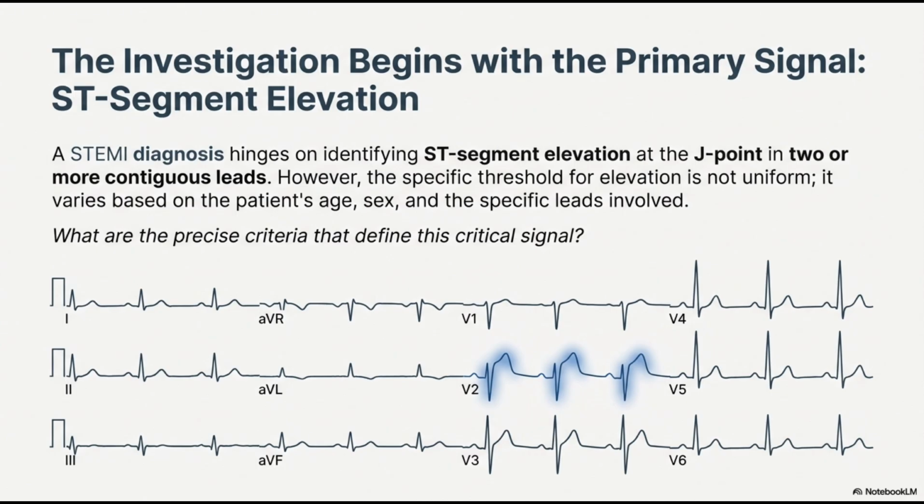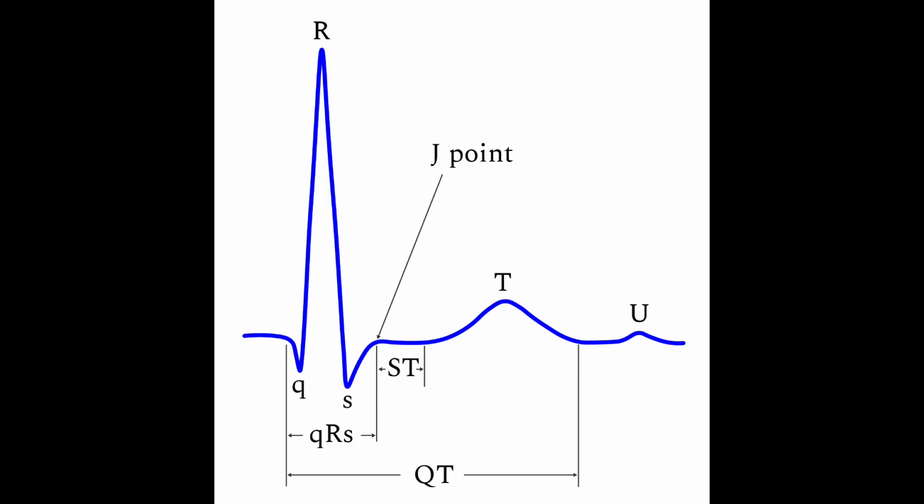So let's start with a foundational grammar then. How do we even define an acute STEMI? Where do we draw the line? We begin with the J point. It's the junction where that main spike, the QRS complex, ends and the ST-segment begins. It's our critical reference point.